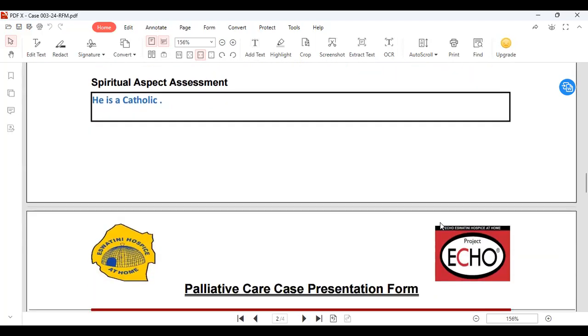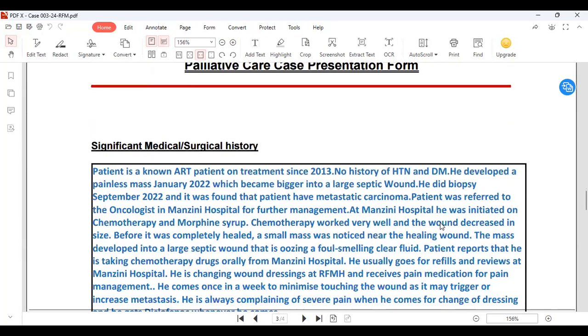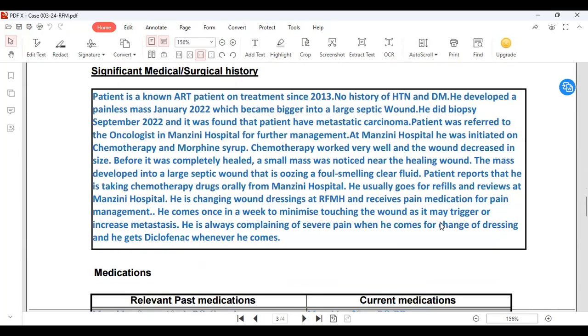Spiritual aspect assessment. Patient is a Catholic. Significant medical surgical history. Patient is a known ART patient on treatment since 2013. No history of hypertension and diabetes. He developed a painless mass in January 2022, which became bigger into a large septic wound. He did a biopsy in September 2022, and it was found that the patient has metastatic carcinoma.